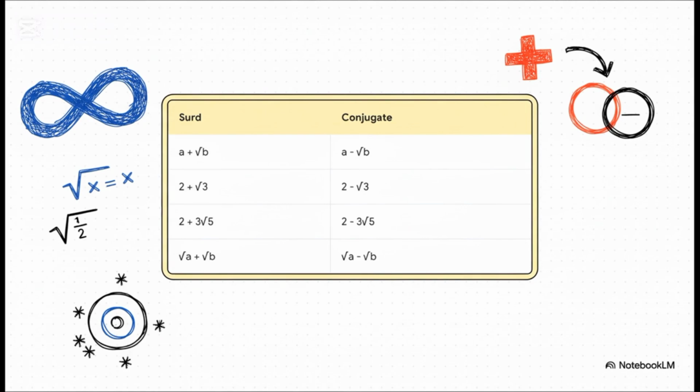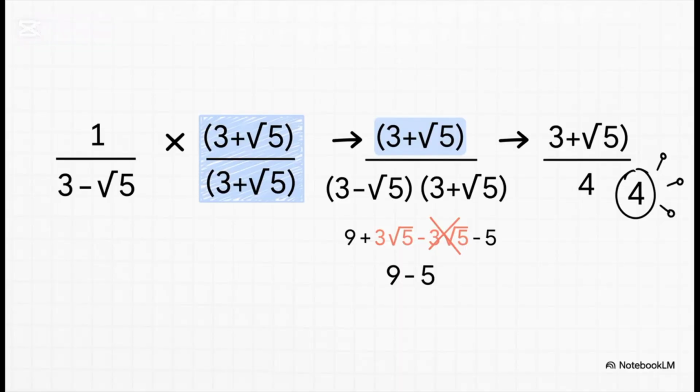If you have 3 minus root 5, the conjugate is 3 plus root 5. If you have root a plus root b, the conjugate is root a minus root b. And for 2 plus 3 root 5, you guessed it, it's 2 minus 3 root 5. All you're doing is flipping that middle sign. Easy. All right, let's use this in a real problem.